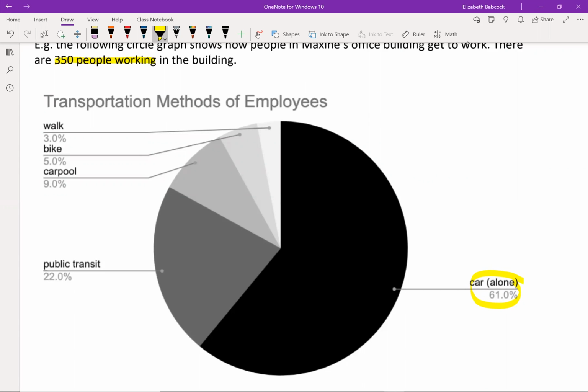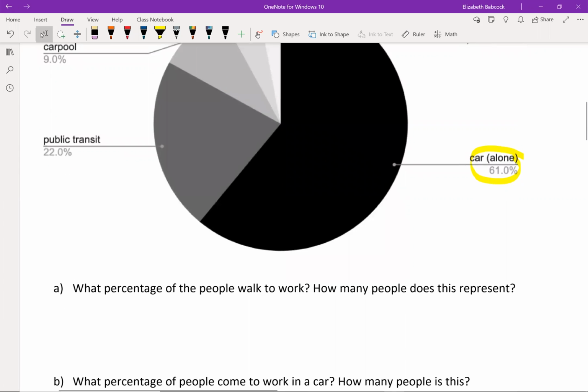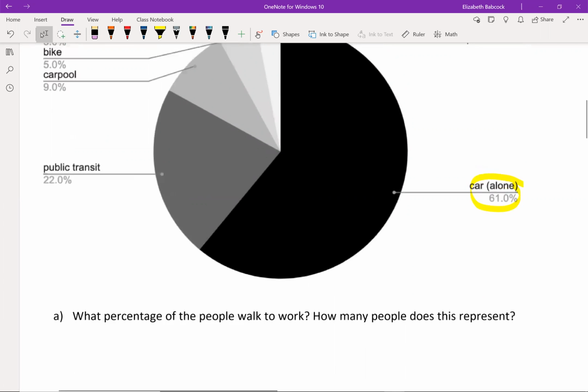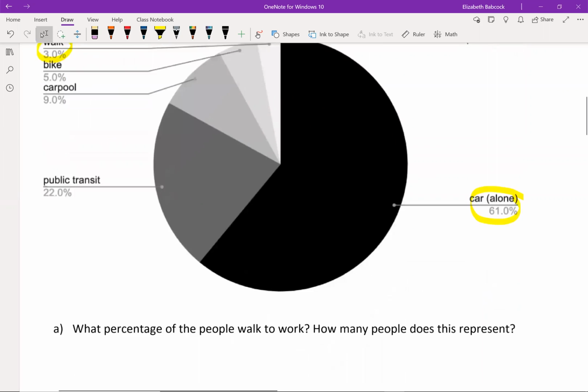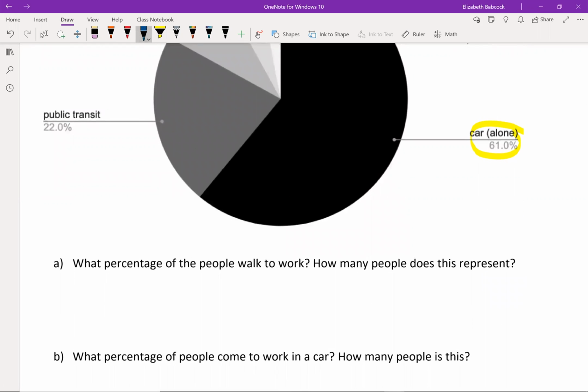This is a setting you can get on the graphs that are created in Google Sheets. When you are making them, pick the kind of graph that has the percentages. I will show you ones that don't later on. So if we're looking at what percentage of people walk to work and how many this represents, looking at our graph, 3% walk to work.